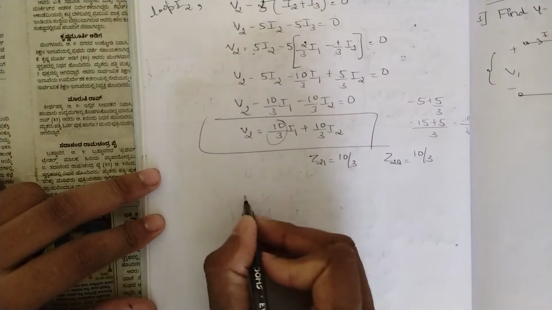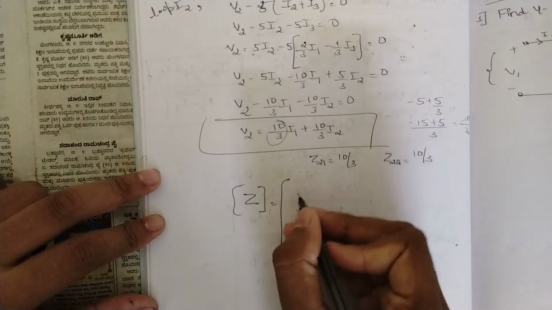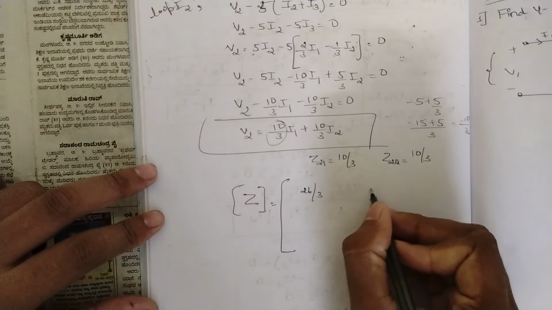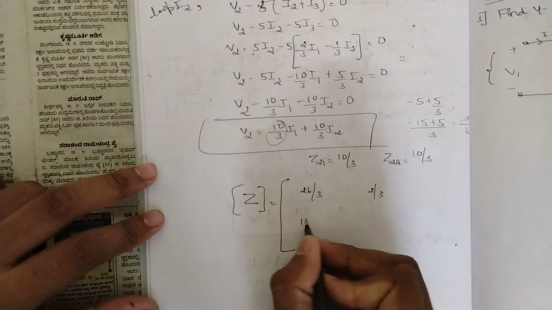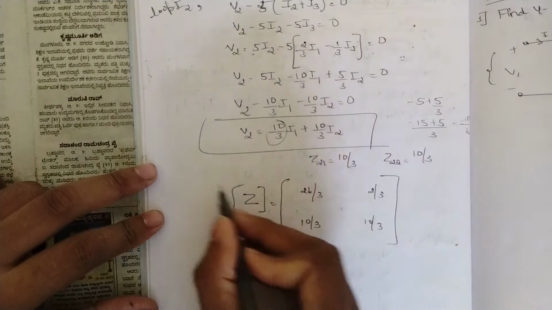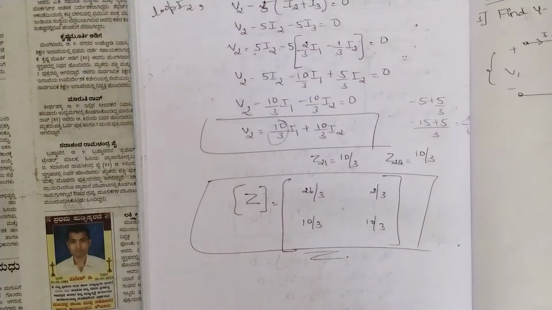Okay, so the final answer is our Z matrix. It consists of all four coefficients. Z11 is 26 by 3, Z12 is 2 by 3, Z21 and Z22 are 10 by 3 respectively, and this is our final answer. Okay, so like this, you should be solving for Z parameters.